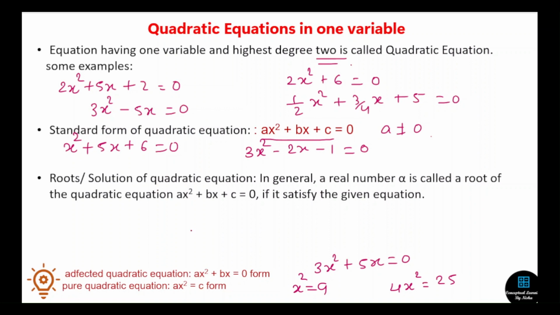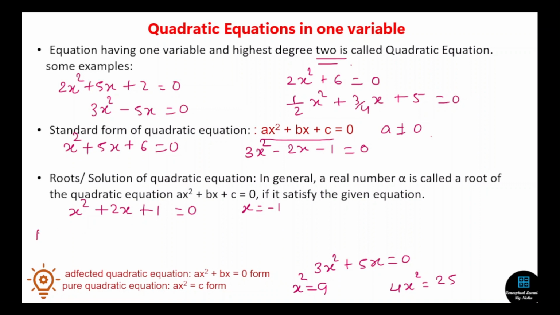Alright. Now the roots or solution of a quadratic equation. In general, any real number alpha is called a root of the quadratic equation ax² + bx + c = 0 if it satisfies the given equation. Means what? Let's understand with an example. Let's say I have 2x² + 2x + 1 = 0. This is one quadratic equation. If I put x = −1 here, let's understand what will happen.